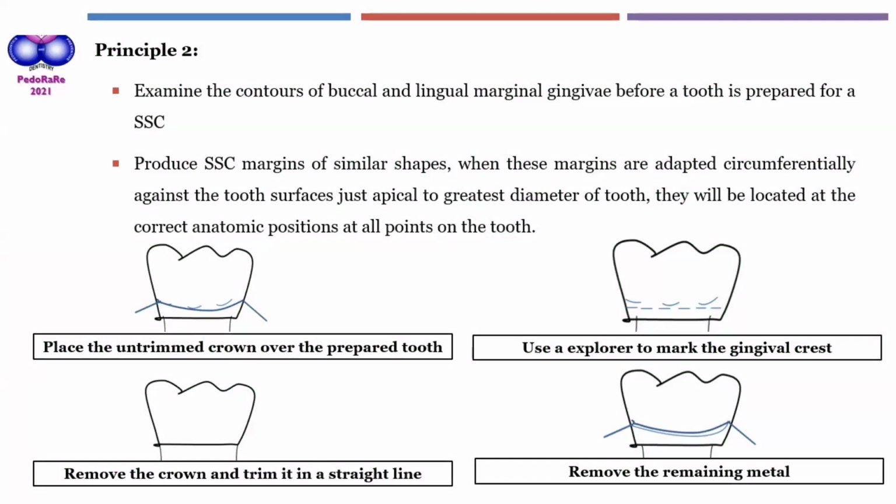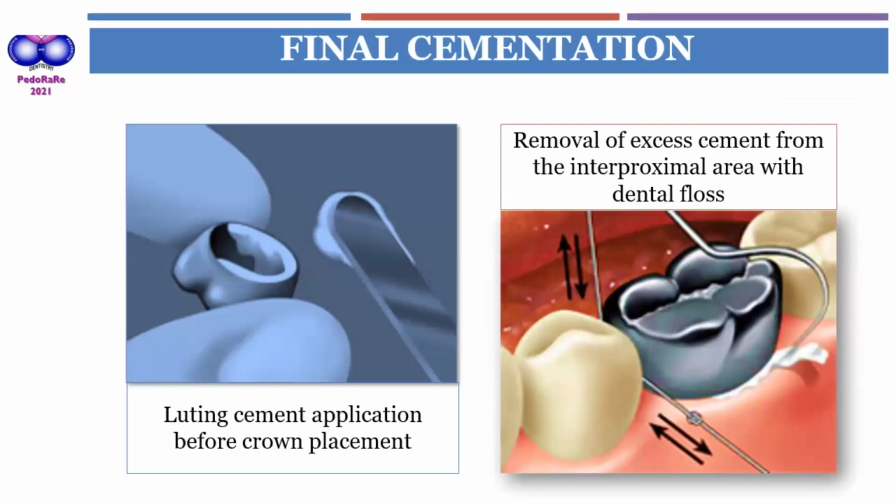So these are two basic principles that Spedding has given, which we follow even now to a certain extent. They say you place the untrimmed crown, put an explorer, mark it, cut it in a straight line, and remove the excess metal. All those things we follow even today. Now, final cementation of the crown.